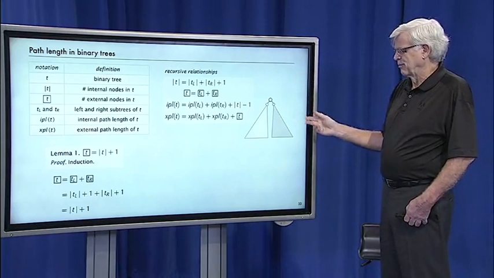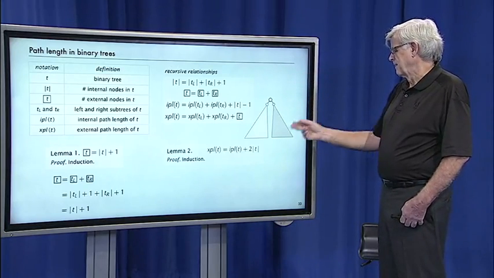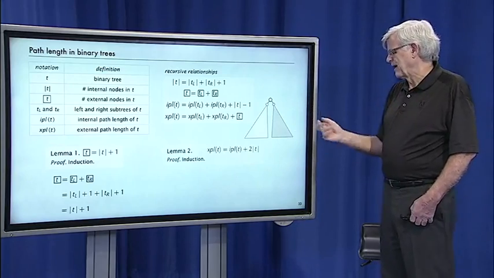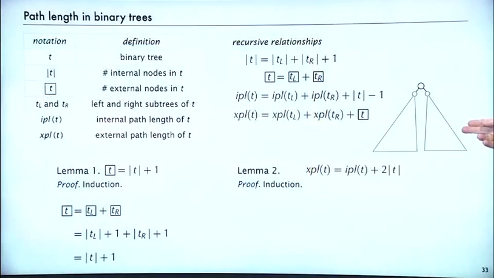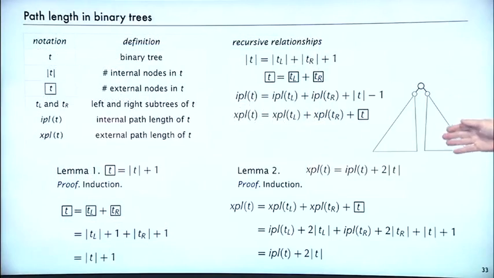There are lots of ways to prove that. Here's another one. External path length is equal to internal path length plus 2 times the number of internal nodes in the tree. And again, that's inductive right from the simple recursive relationships that we talked about.